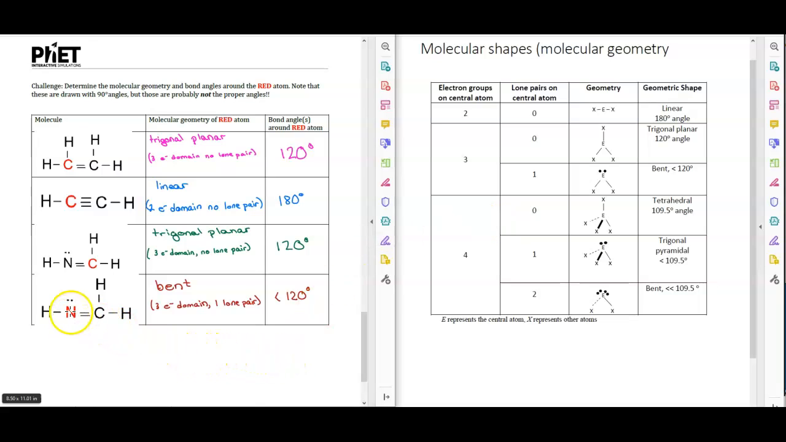The nitrogen also has 3 electron domains, but in this case, one of them is a lone pair of electrons. So following the chart, we can see that it is a bent or angular shape around the nitrogen. The HNC bond angle will be a little smaller than the HCN bond angle because nitrogen has a lone pair of electrons.